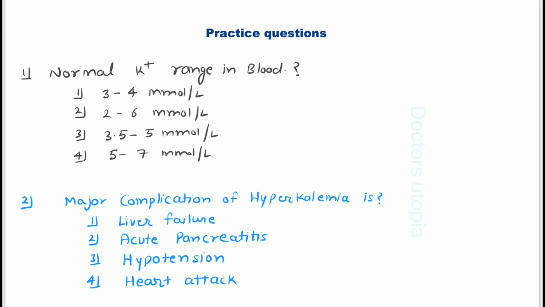First question is normal potassium range in the blood. So is it 3 to 4? Is it 2 to 6? Is it 3.5 to 5? Is it 5 to 7? Now we all know it's 3.5 to 5.